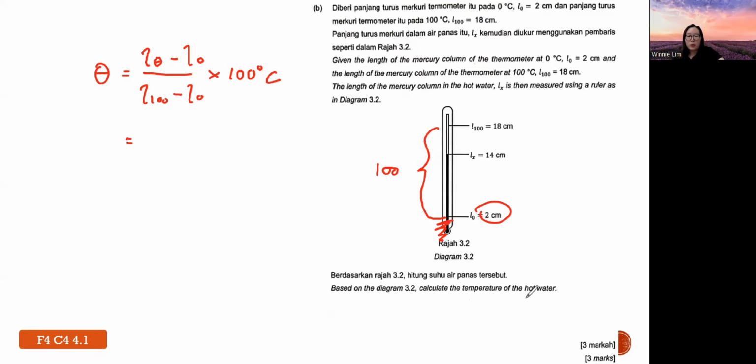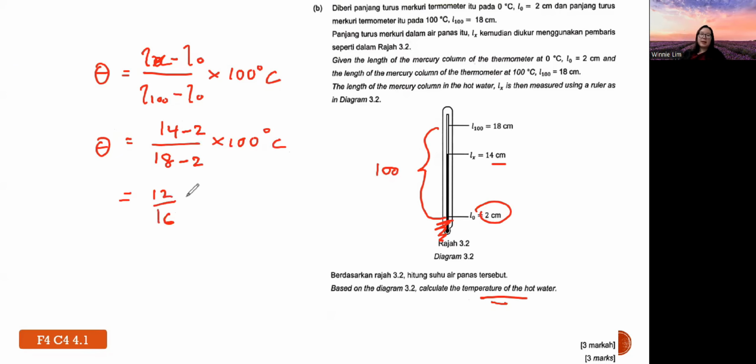Generally, they want you to calculate the temperature of hot water, so we straight away substitute only. So your L theta is how many cm? The x actually, I can use x. Then you have 14 minus 2 over 18 minus 2 times 100 degrees Celsius. So simplify, 12 over 16, 100 degrees Celsius. Again, press the calculator. So you're supposed to get 75 degrees Celsius.